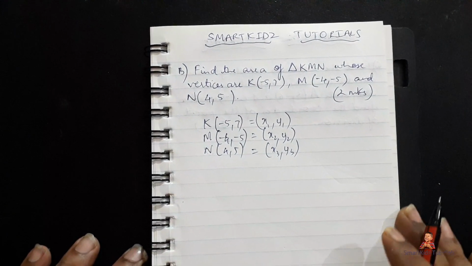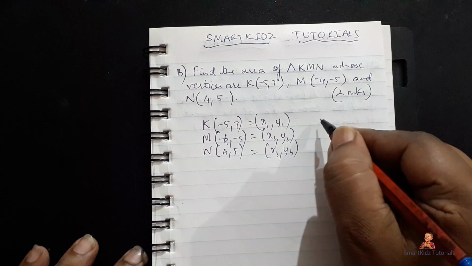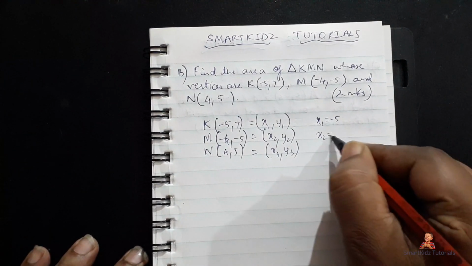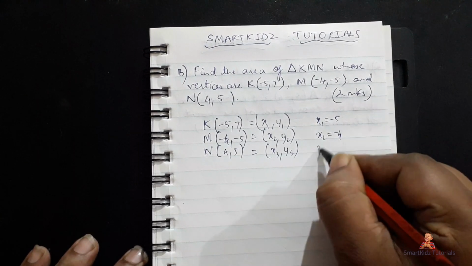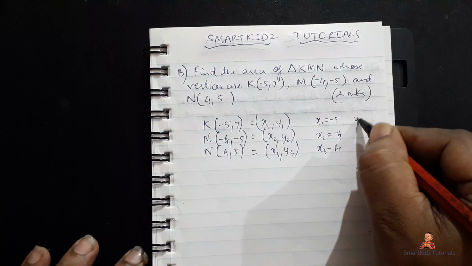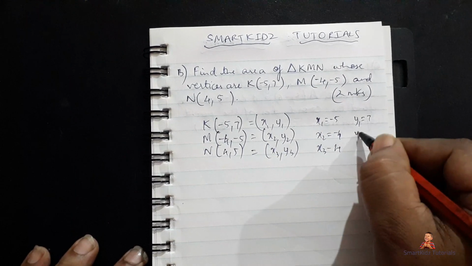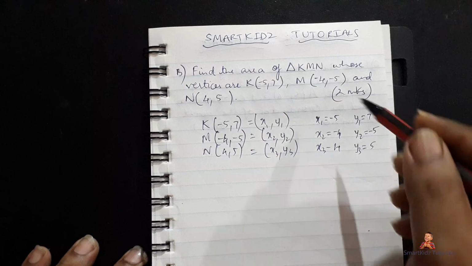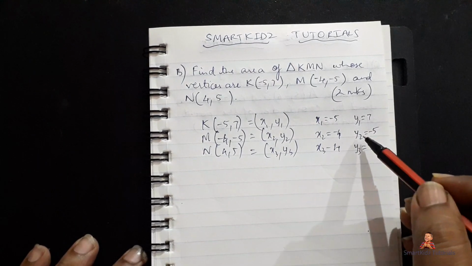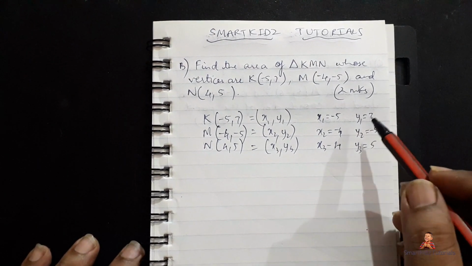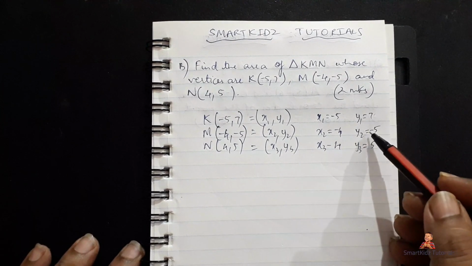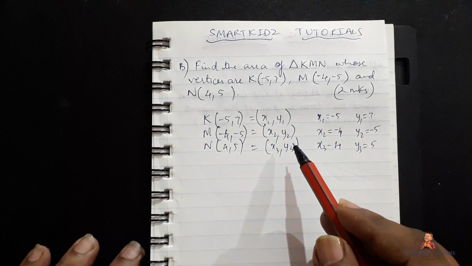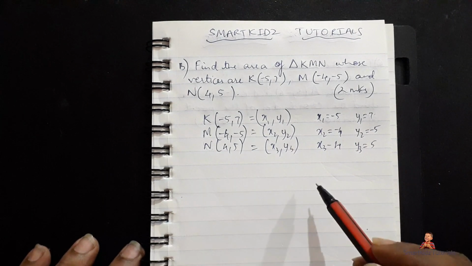Okay, now that we have got this, that means x1 will be equal to -5, x2 will be equal to -4, x3 will be equal to 4, y1 will be equal to 7, y2 will be equal to -5, y3 will be equal to 5. There's no need to show this part, but if it makes it easier for you to substitute in the formula, then please do so, so that you don't get confused and don't write the long value in the formula.